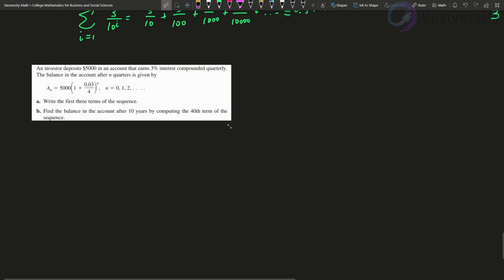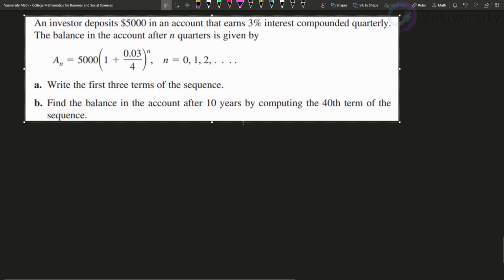So an investor deposits $5,000 in an account that earns 3% interest, compounded quarterly. The balance in the account after n quarters is given by the following equation. Write the first three terms of the sequence. Okay, so let's go ahead and do that.